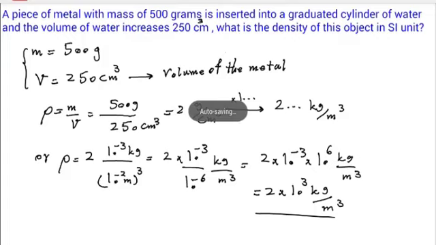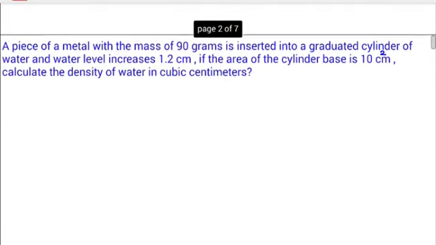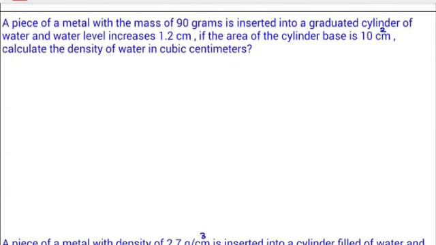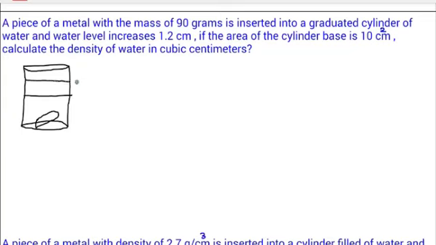A piece of metal with the mass of 90 grams is inserted into a graduated cylinder of water, and the water level increases 1.2 centimeters. Okay, let us draw a picture of the cylinder, and this is the piece of metal, and the question says that the water level rises 1.2 centimeters. If the area of the cylinder base is 10 centimeters squared, the question has given us the area of the cylinder base, so it means the area of this part, we show it by A, is equal to 10 centimeters squared.